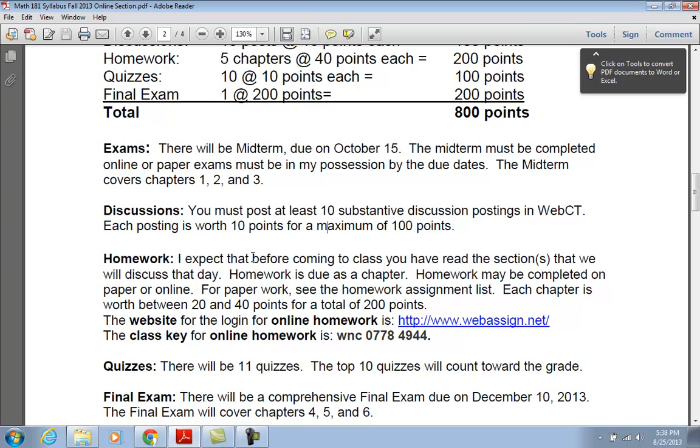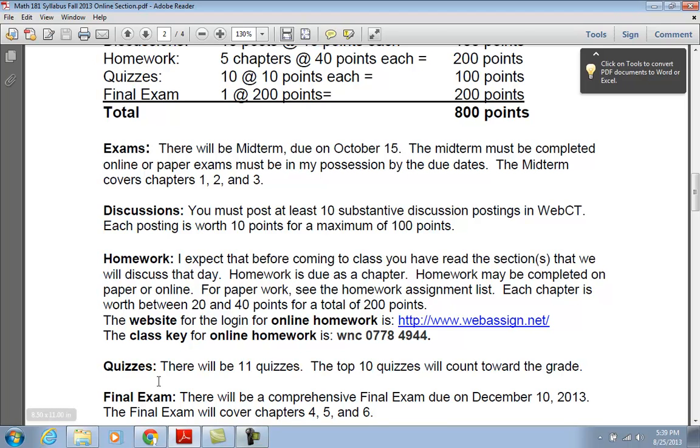Homework. I expect that before coming to class you have read the sections we will discuss that day. Homework is due as a chapter. Homework may be completed on paper or online. For paperwork, see the homework assignment list. I have a full list, so do not follow the assignments at the end of each lesson. That was for the last version of the book. The only thing that really changed between these versions is how the homework was laid out. So follow the assignment list I have.